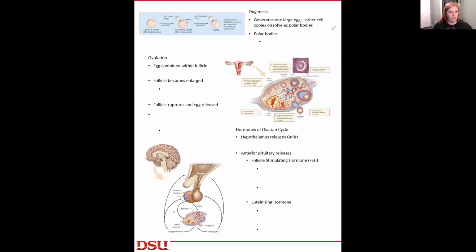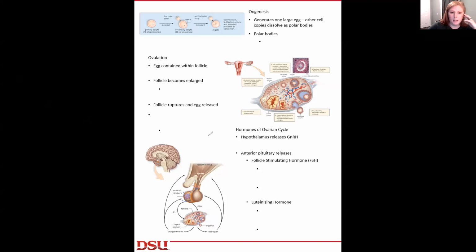Okay. All right, now let's talk about some of the processes that take place in the body for females. I'm going to go over here and start with oogenesis on the top right.